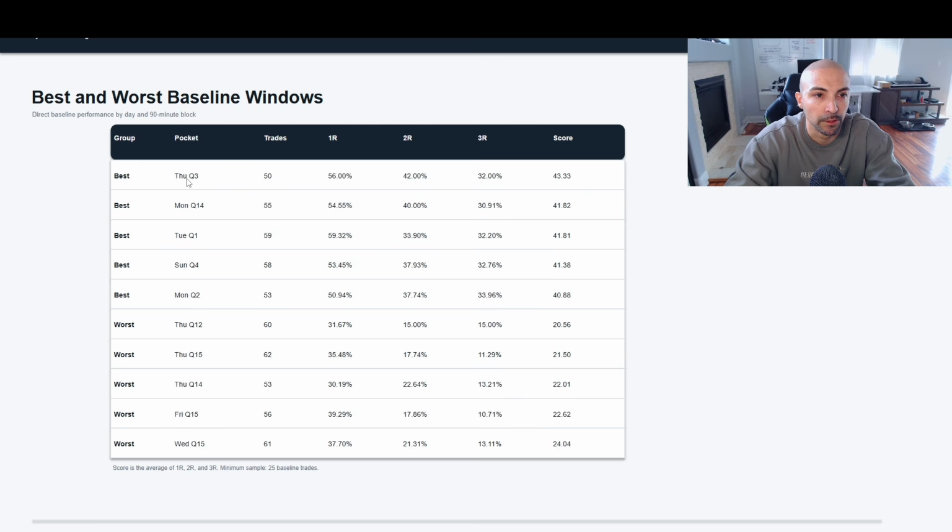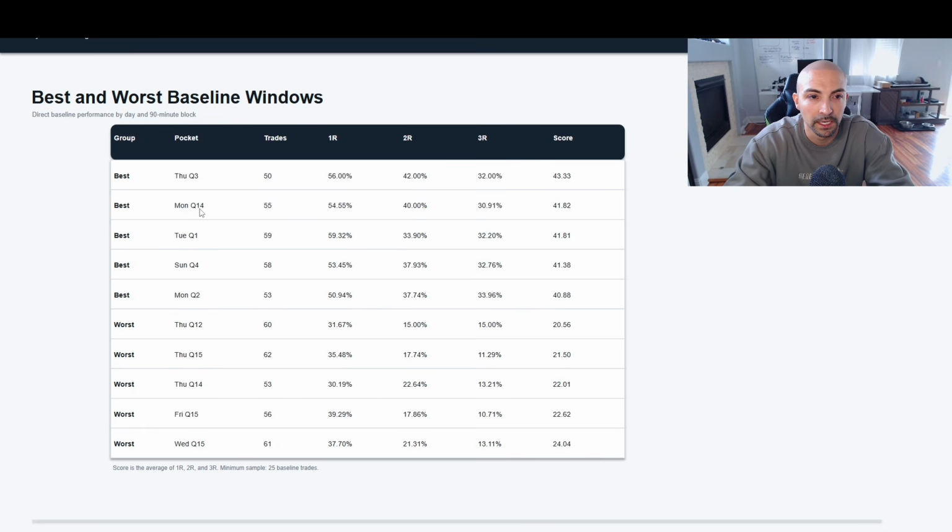Okay, so for Thursday, quarter 3, there's 50 recorded trades, all right? And so the actual sequential SMT, the break of the previous 90-minute cycle, is the quarter 3. So it's quarter 2 is where the high or low was, quarter 3 is where it actually broke, all right? So best for baseline, meaning it doesn't have to be symmetrical. It can be, but it doesn't have to be. Thursday, quarter 3, 50 trades, 56% 1R, 42% 2R. Okay, it's not bad. That's workable. It's not the holy grail, but it's workable.